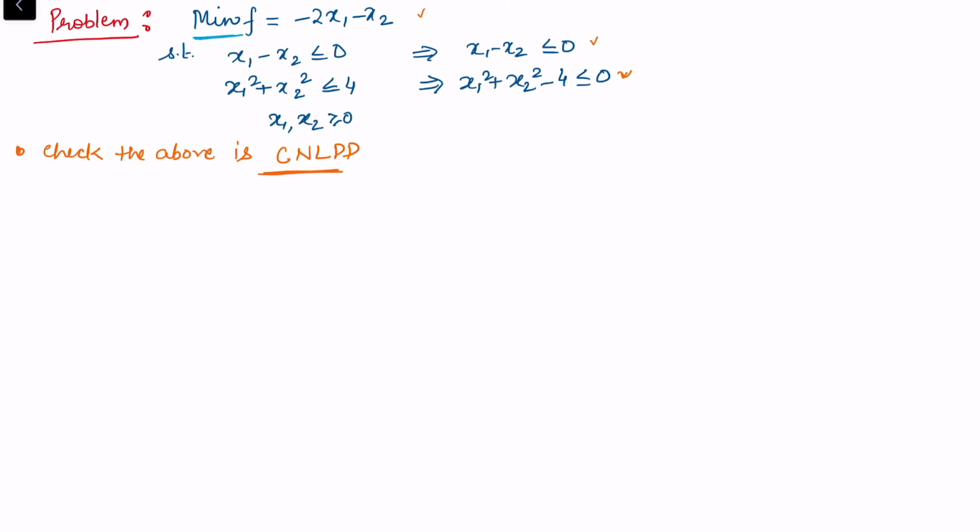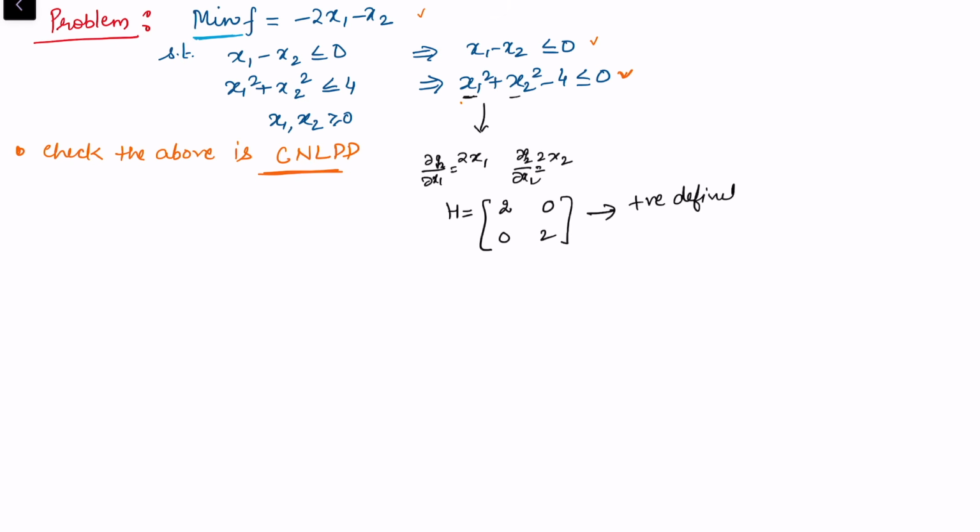The only thing that we need to check here, and very quickly we can see, is that the partial derivatives with respect to x1 and x2 come out to be 2x1 and 2x2. So ∂g2/∂x1 is this, and ∂g2/∂x2 is this. When I construct the Hessian matrix corresponding to this one, we get 2, 0, and then 0, 2. This ensures that it is positive definite, and so the second constraint turns out to be convex.